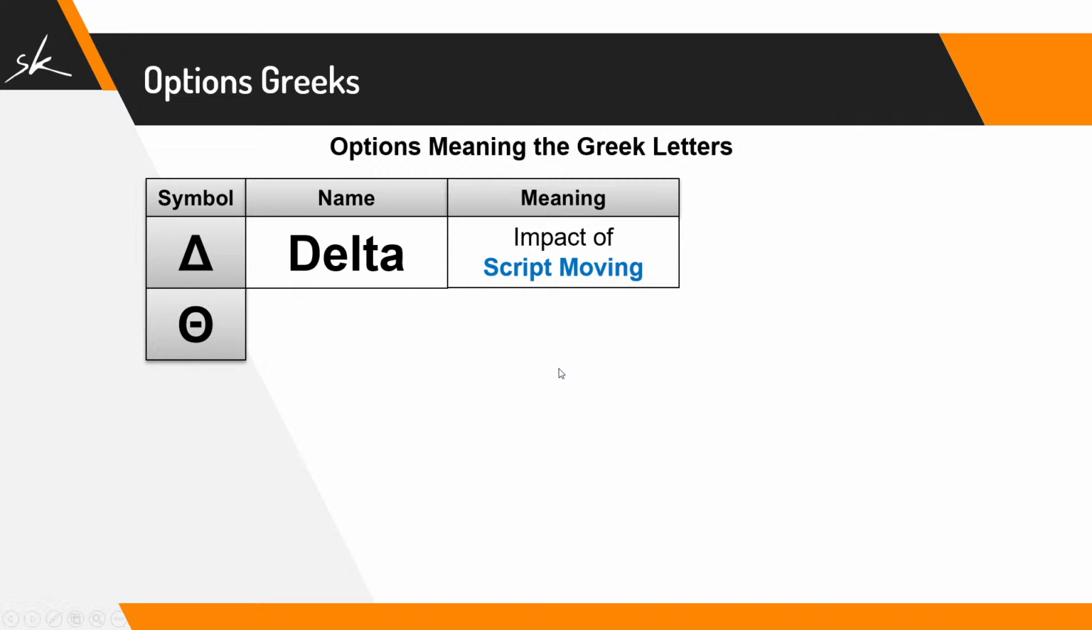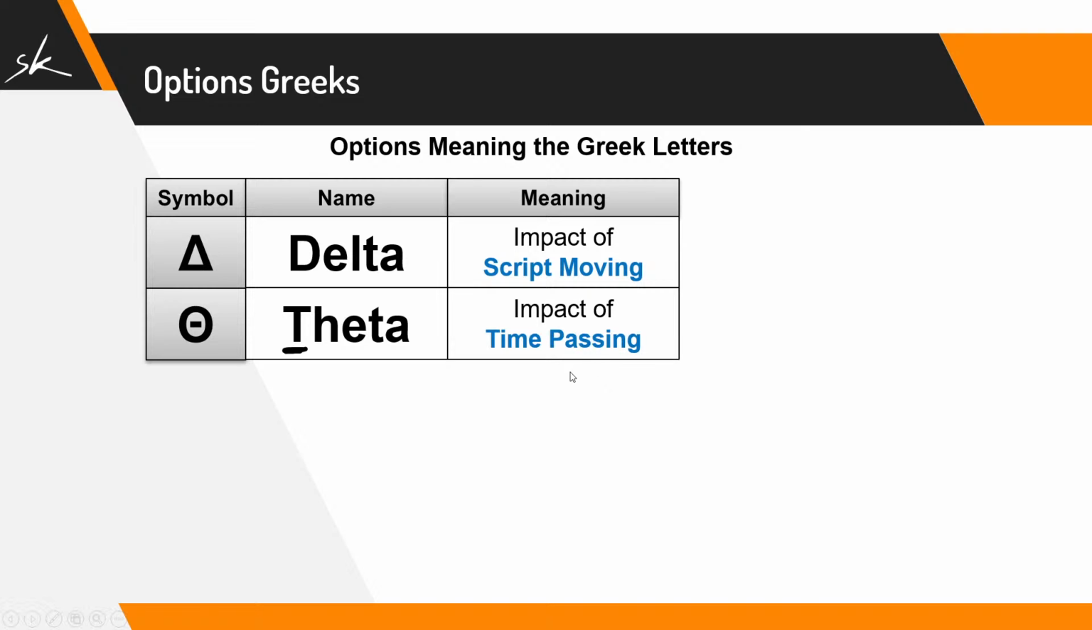The second Greek is called theta. This is the symbol for theta. Again, what is the very first alphabet of theta? The very first alphabet is T. So from T, remember time, right? D, direction. T is time. So what is theta? Theta is basically the impact of time passing.